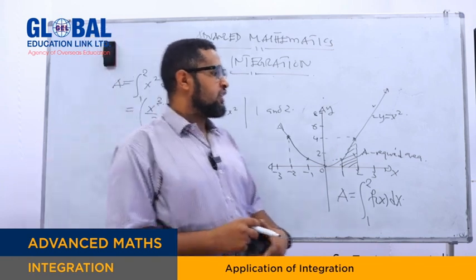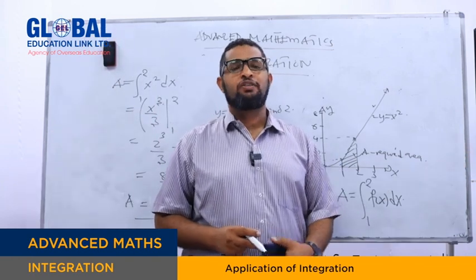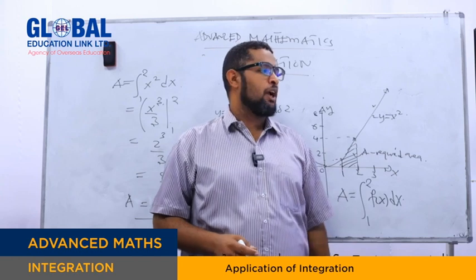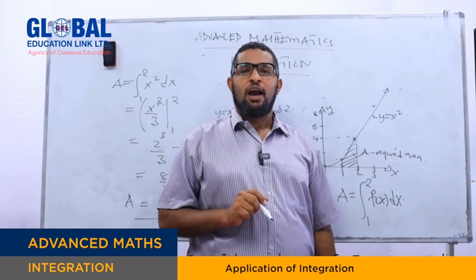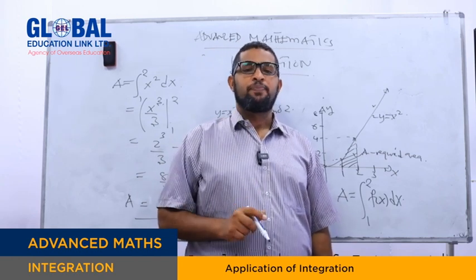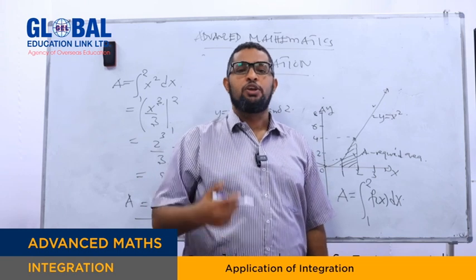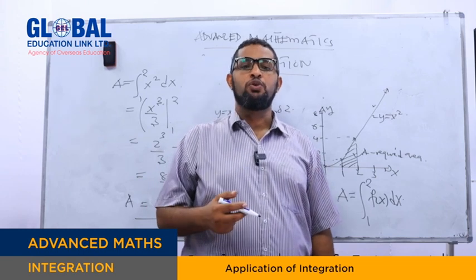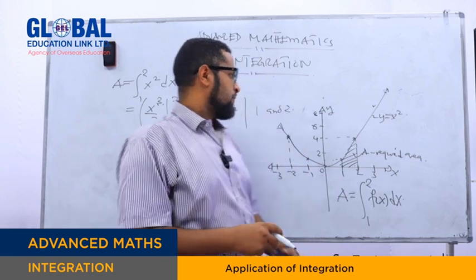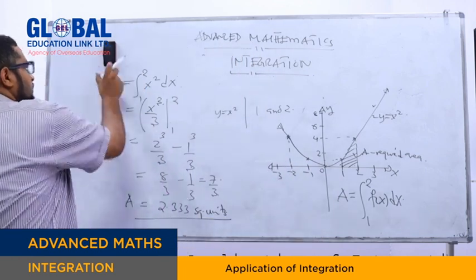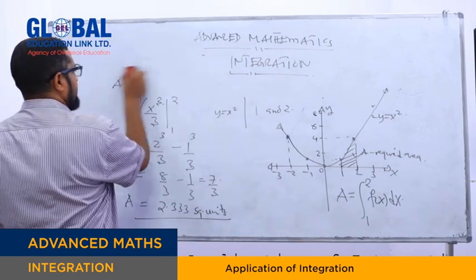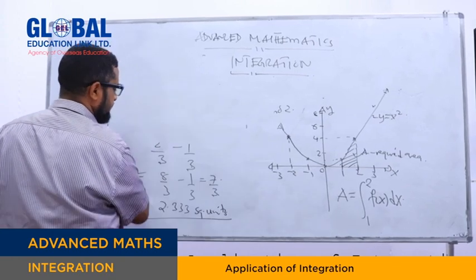Now thereafter, let's check the second example. y equal to twice x minus x squared and the x-axis. Here we're not given the limit. But without drawing, you cannot know which limit you are going to use to find your area. So, example number 2.